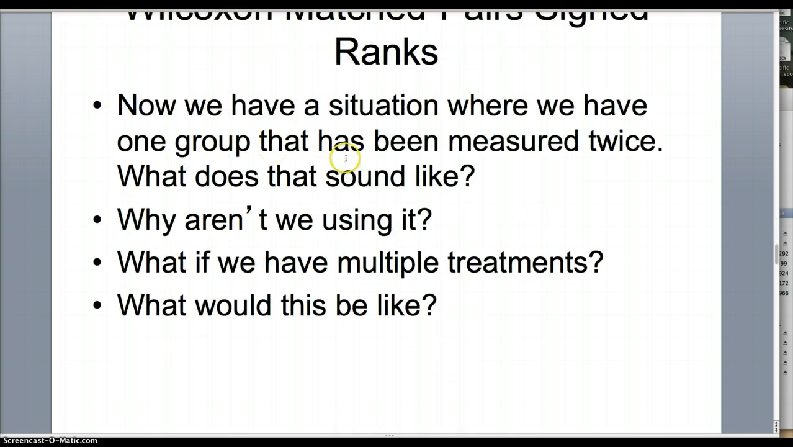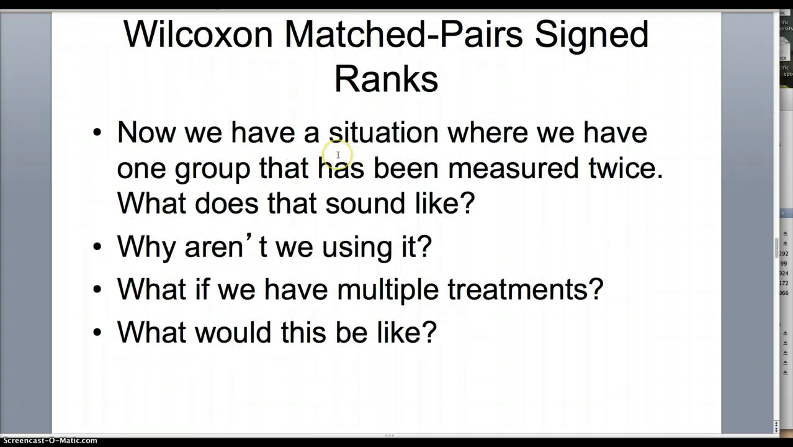The last one that we're going to look at is something called the Wilcoxon test. Just like we had a dependent samples t-test, we have a Wilcoxon signed ranks test. This is where we have one group that's been measured twice. The reason we're not using the dependent sample t-test is because now we're talking about ranked data. It's ordinal data. If we have multiple treatments, for example, if we do first, middle, and post-treatment, then we can use a repeated measures test, just like we do with parametric analysis.